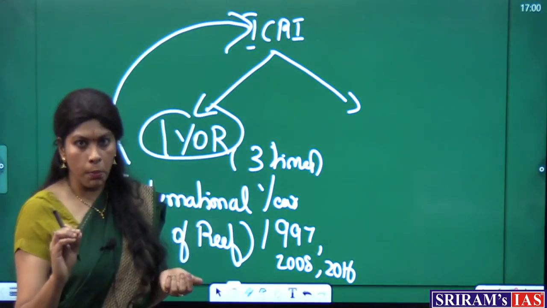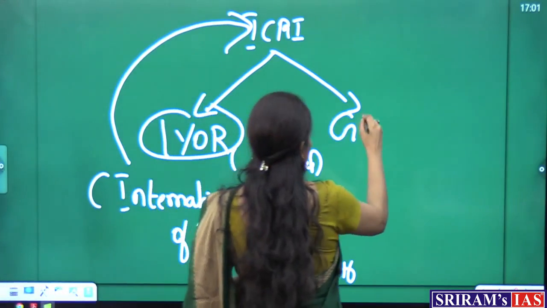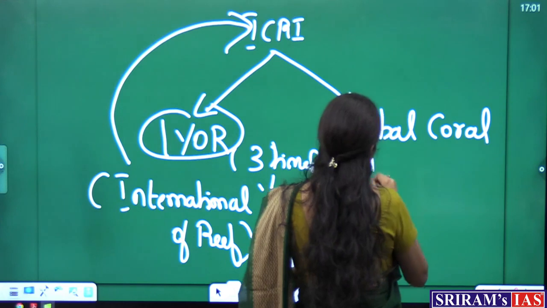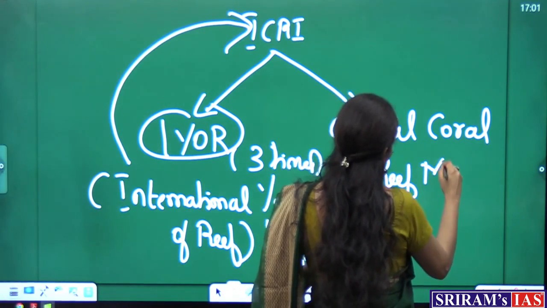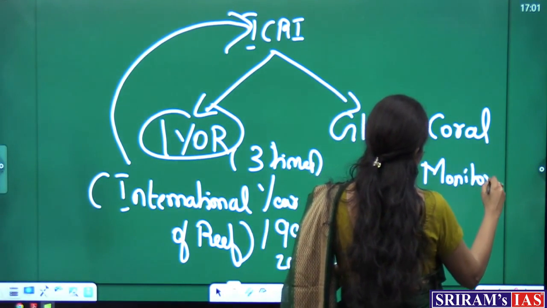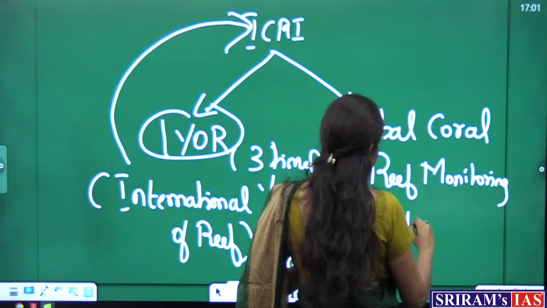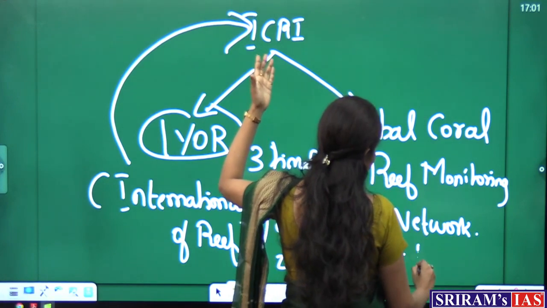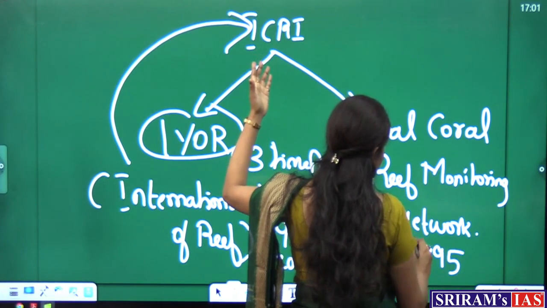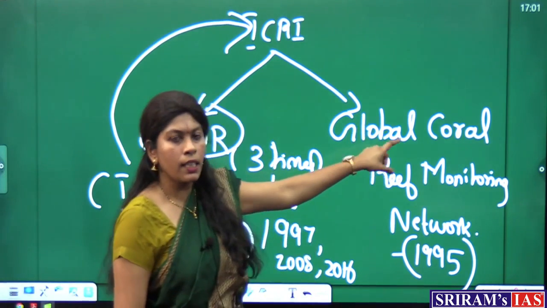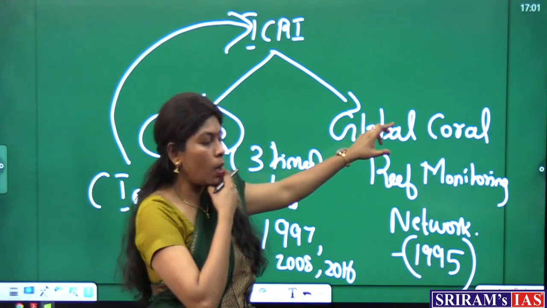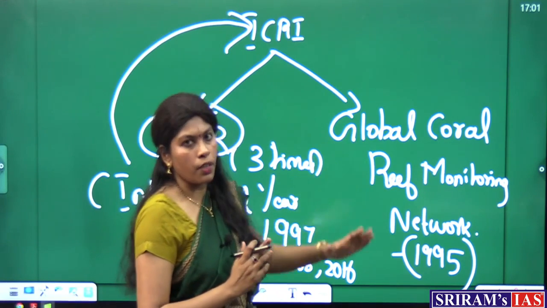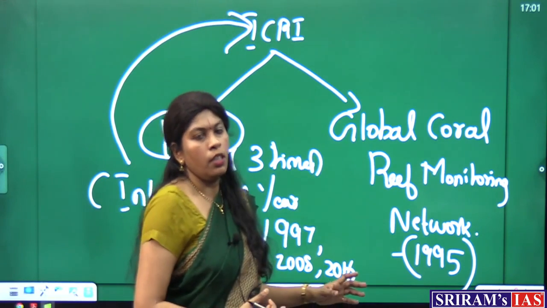And another small topic which you have to remember is the Global Coral Reef Monitoring Network. Okay, Global Coral Reef Monitoring Network. This network is initiated by ICRI. Again, in 1995 they initiated this network. This network's main aim or duty is to monitor the conditions and status of the world's coral reefs, and they will give reports to the people.